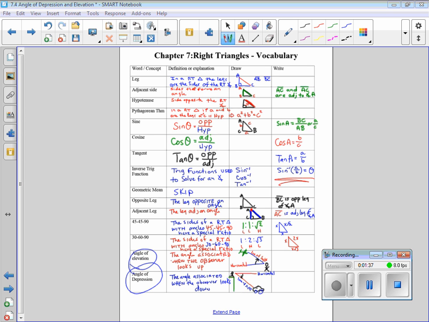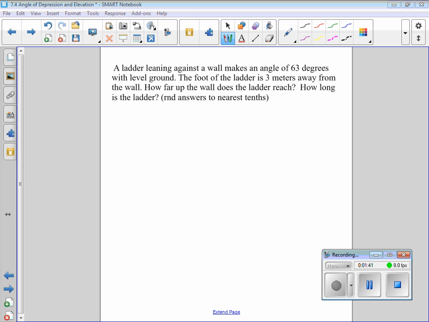But let's diverge from that for just a second and look at a regular word problem. Most of the problems that we're going to deal with in this section are going to be word problems. In this particular problem, we're not dealing with angle of depression or elevation. We'll do a couple of those. Here it's just simply talking about a ladder that's leaning up against a wall, and they're going to look for some information. In this particular problem, there's no drawing.